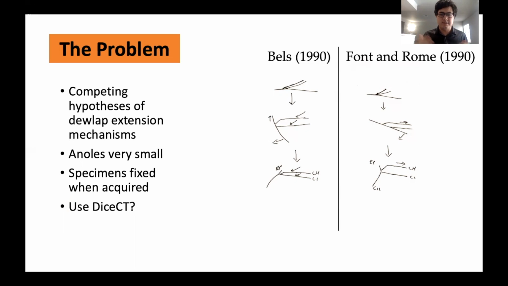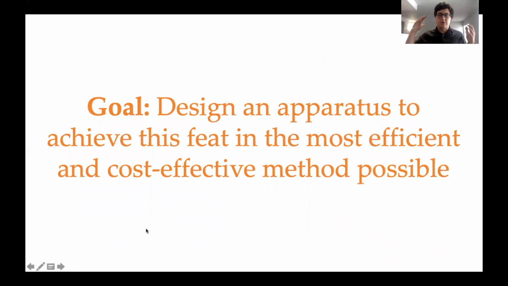In trying to answer this question, it was a little difficult because anoles, as noted, are very small. Another issue we ran into was that the specimens we were able to acquire were already fixed upon acquisition. So one thing we thought to try was to use some DiceCT to see if we could answer questions about how this mechanism is actually working, especially since no one has looked at this conflict in 30 years. Our goal was to design an apparatus that could analyze the anole dewlap musculature in an extended position in the most efficient and cost-effective way possible.